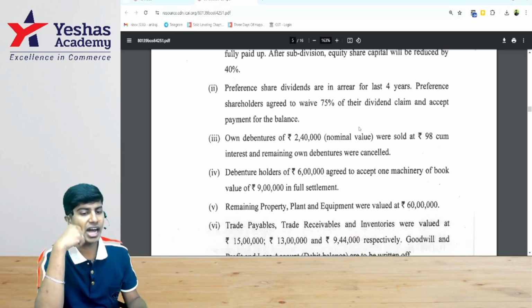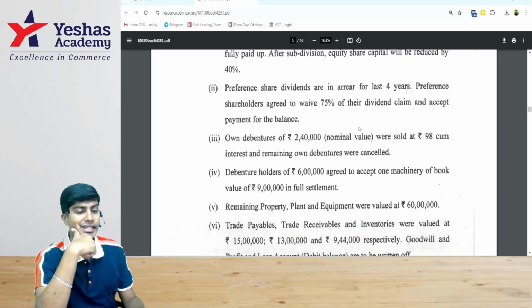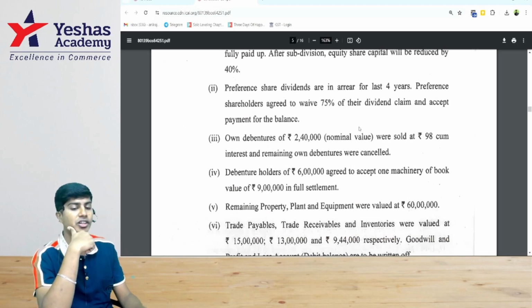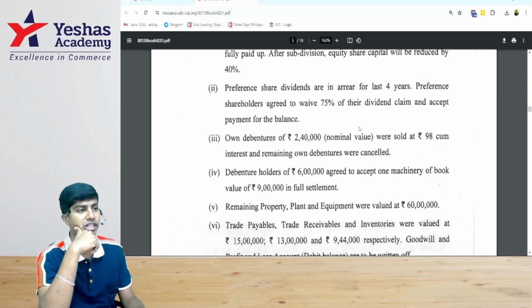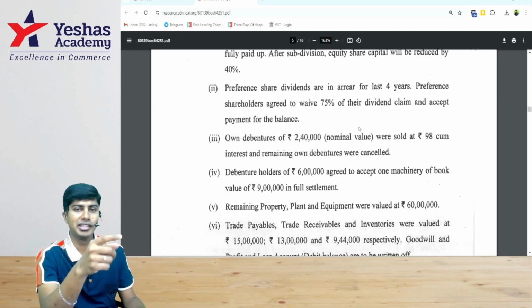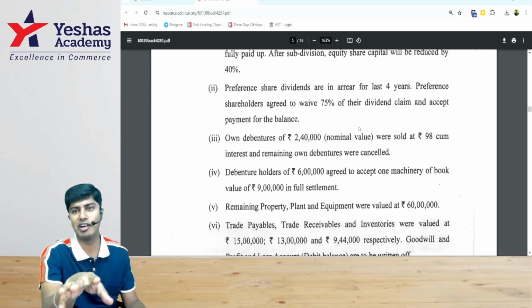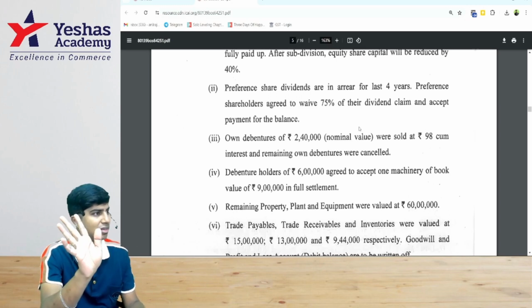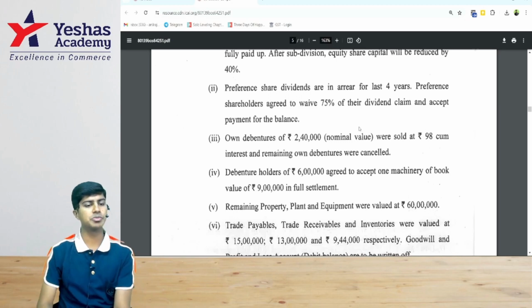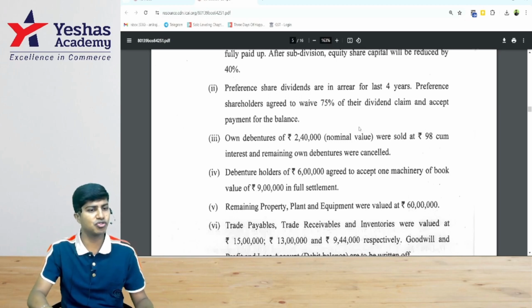Preference share dividends are in arrears for last 4 years. Preference shareholders agree to waive 75% of their dividend claim and accept payment for the balance. We have a very similar adjustment in the material question that we've done. But there, instead of telling 75%, 25%, we've told 3/4 and 1/4. The rest of it all is same. So 3/4 and 1/4 has been changed to 75% and 25%. Preference share dividends are in arrears for 4 years.